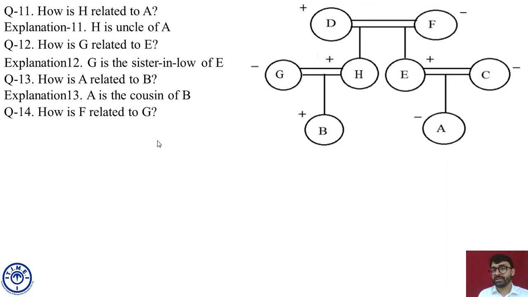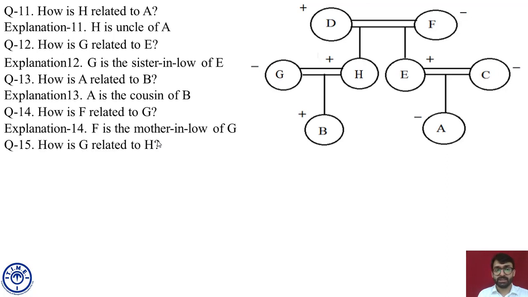How is F related to G? F is the mother of H, and H's wife is G. So F has to be the mother-in-law of G, because F's son is married to G, and F is a female. That means F is the mother-in-law of G.